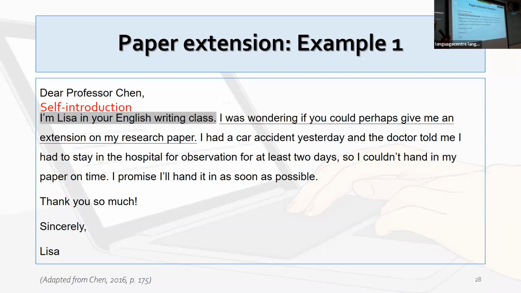But let's just look at things critically. This kind of self-introduction can still be improved if it could be more specific by pointing out which English writing class the student Lisa is in. Giving the name of the tutor of the writing class, or even some course information like the time, date, and venue would also be useful to help your lecturer refresh their memory of who you are, and which class you are talking about.